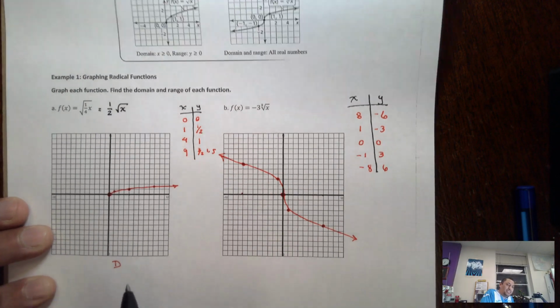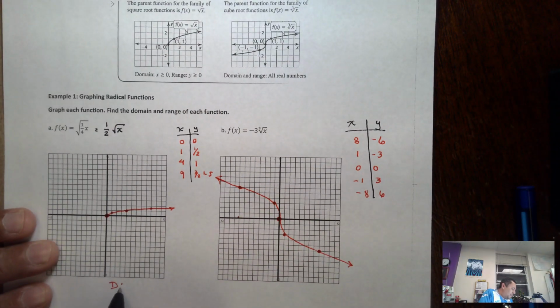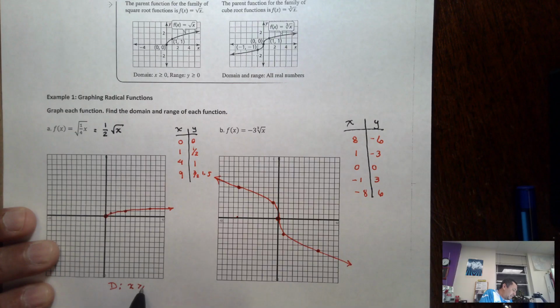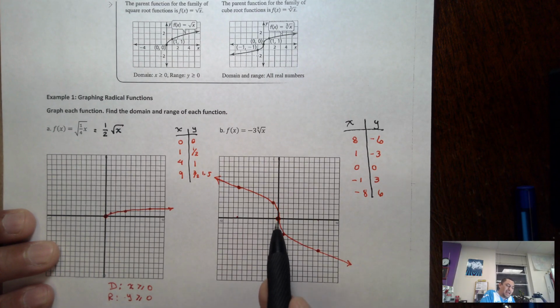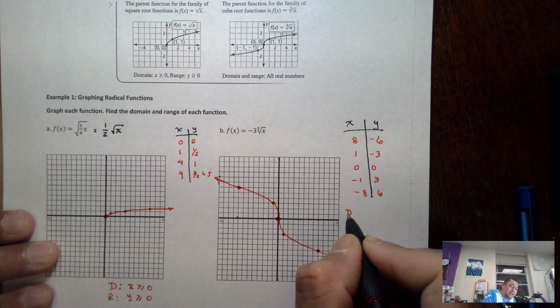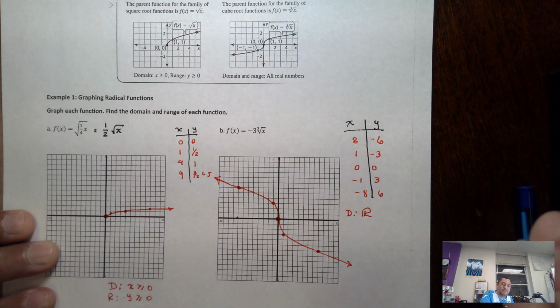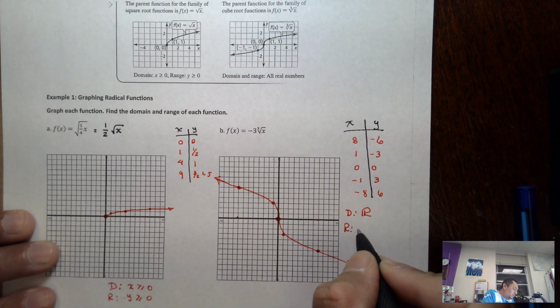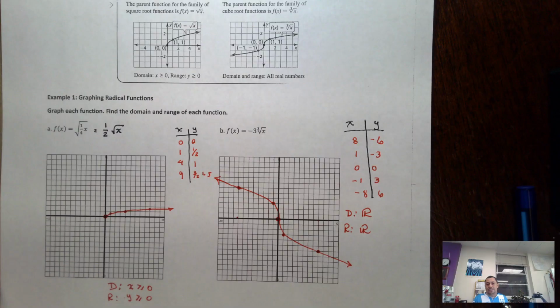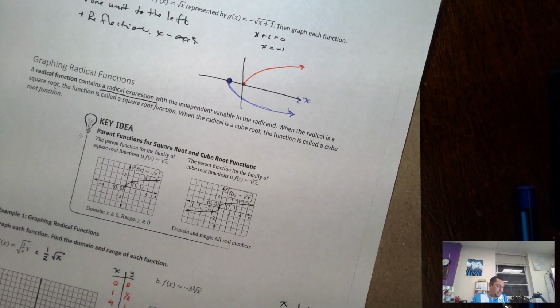So the domain of this function is x greater than or equal to 0, because it starts at 0. And the range of this function is y greater than or equal to 0. Now here, the domain is all real numbers, coming from negative infinity to positive infinity, and the range is also all real numbers, from negative infinity to positive infinity. Okay, so that one is example 1.